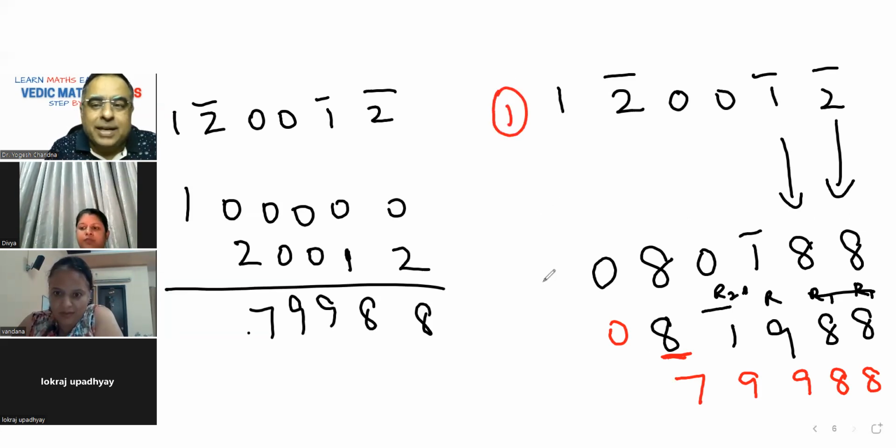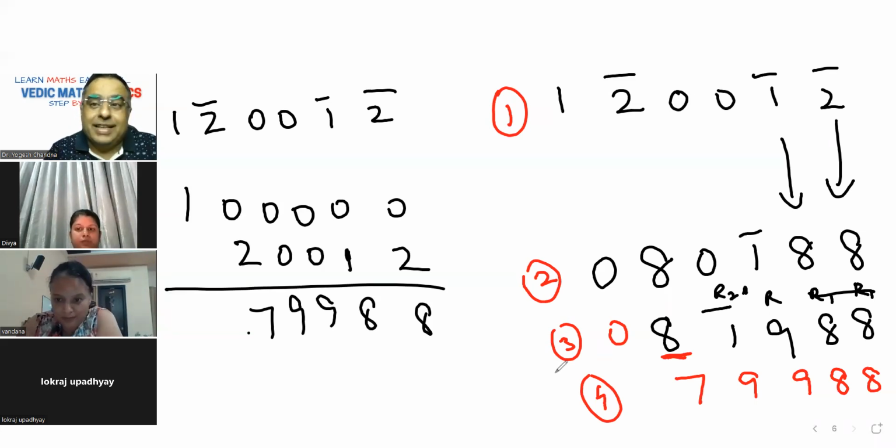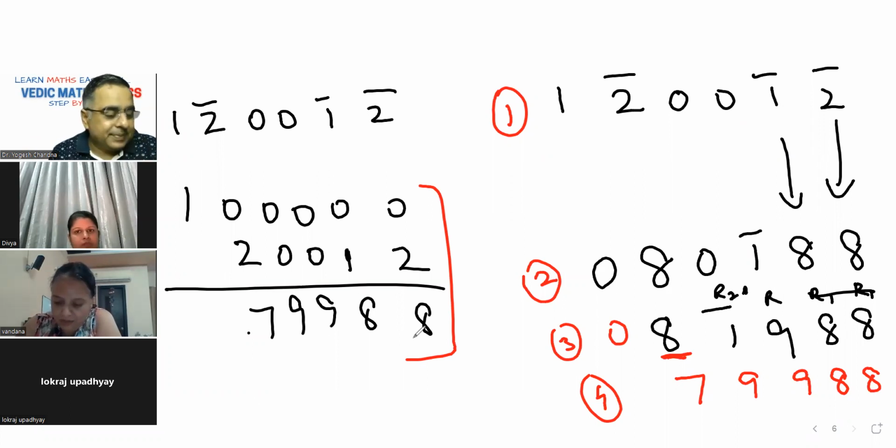First, this is your number. This is the first step. This is second. This is third. I told you, whenever there is 0 in between, be very careful. But place-wise, you'll get the answer within one step. Now, is it clear? You can write down both the methods. Anyone else?